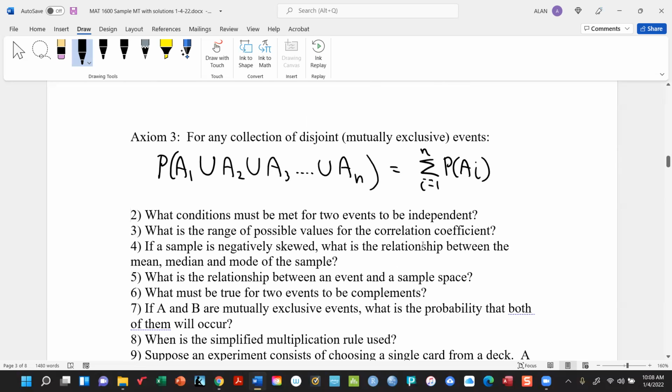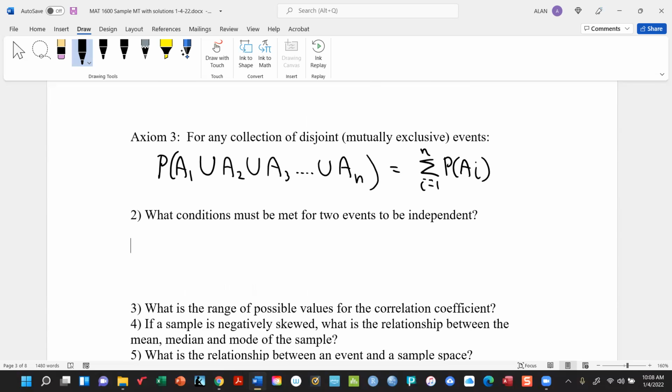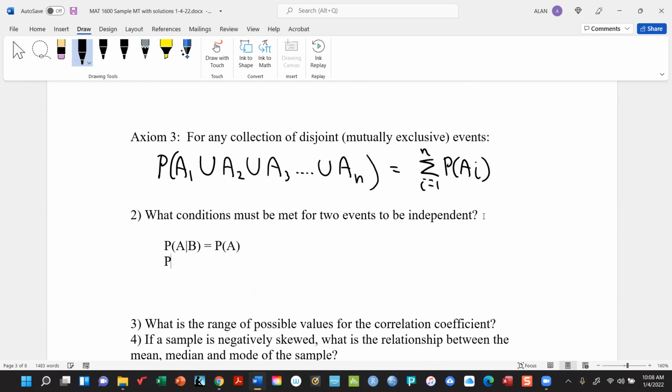All right. Now, what conditions must be met for two events to be independent? Well, there's two of them, assuming we're dealing with sets A and B, or events A and B. And that's it. Essentially, what this is saying is that knowing that B is true does not affect the probability of A, and knowing that A is true does not affect the probability of B. That's what it means to be independent.